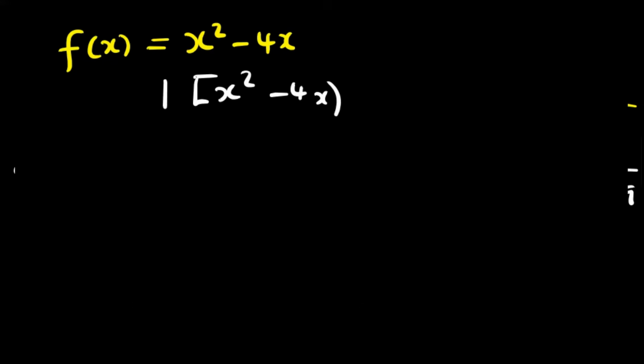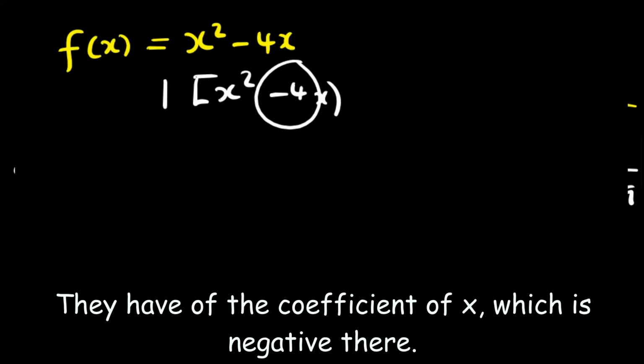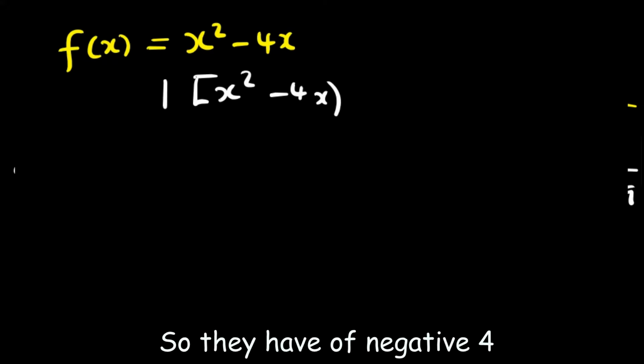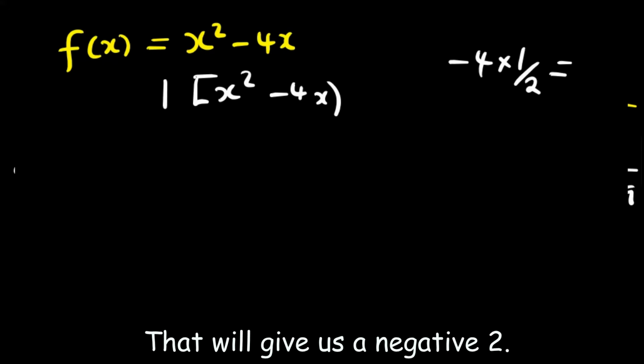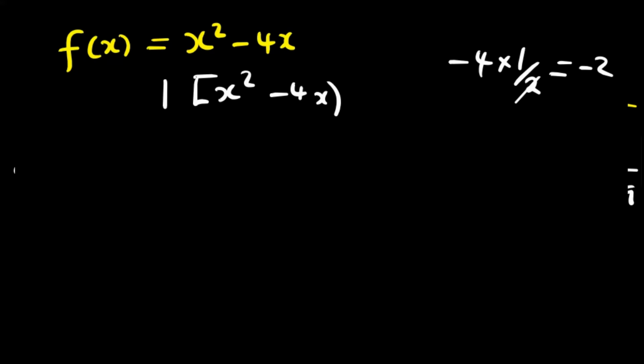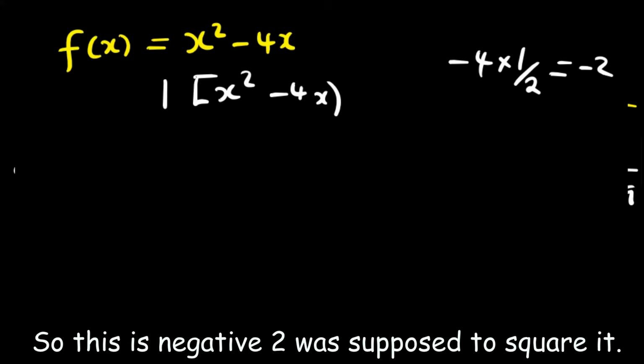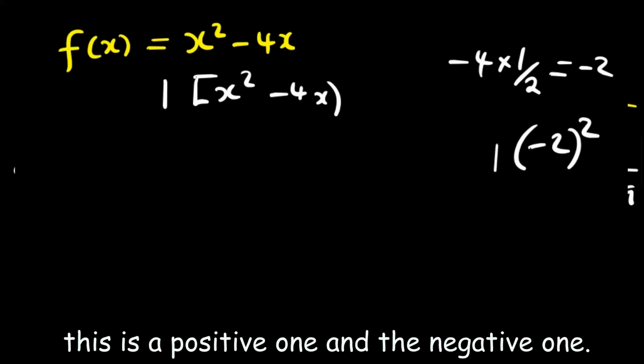Then we're going to find half of the coefficient of x, which is negative there. So half of negative 4, negative 4 multiplied by half, will give us a negative 2. Negative 2 multiplied by this one just gives us a negative 2. So we're supposed to square it. This is negative 2, we're supposed to square it. This is a positive 4, and the negative 4.